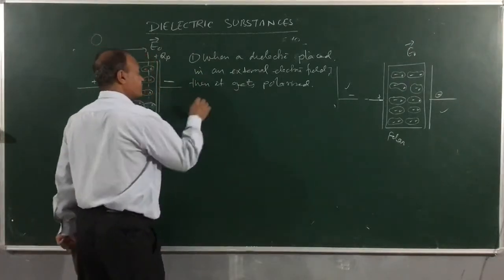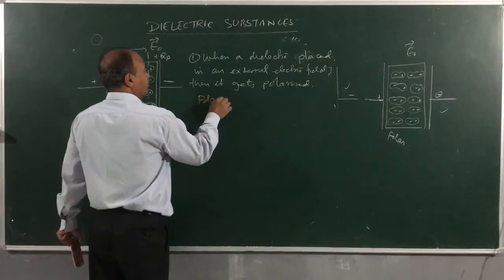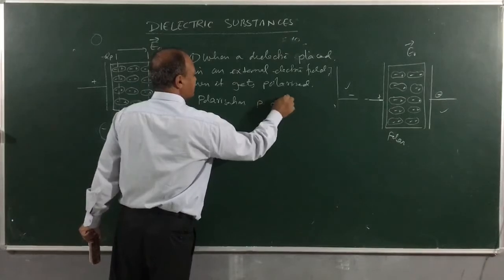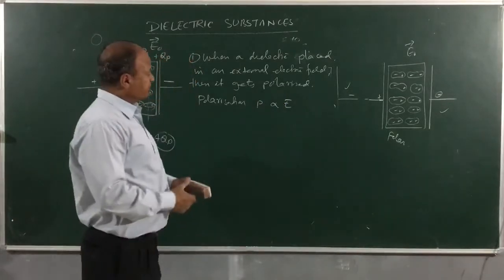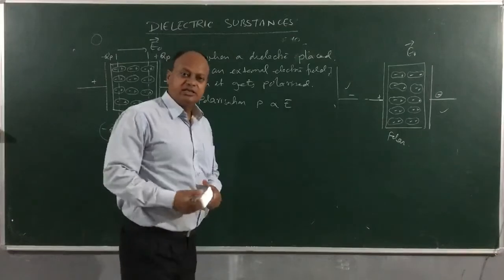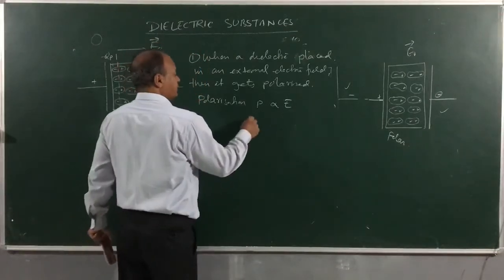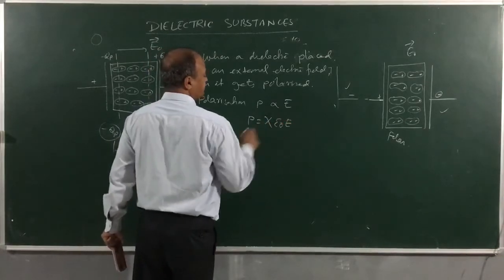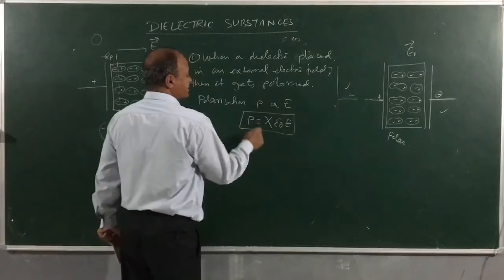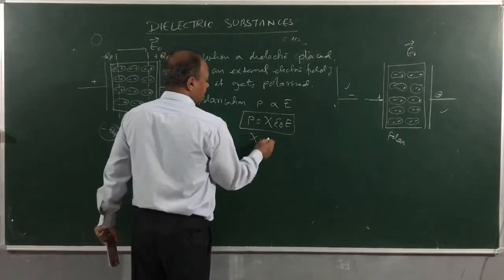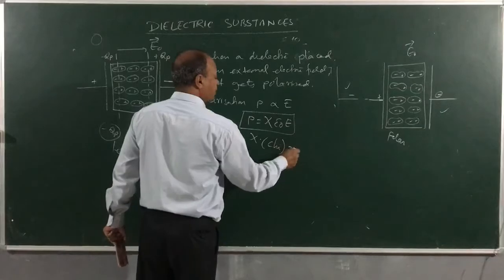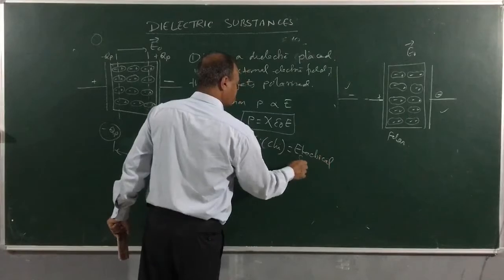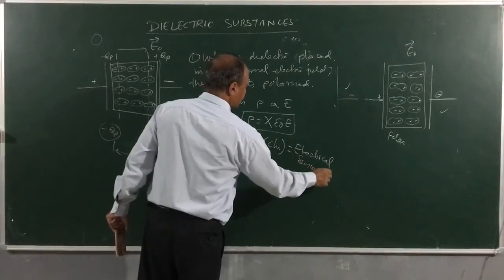And children, polarization P is directly proportional to the applied electric field E. P is equal to chi epsilon naught into E, where you have a new constant chi, a Greek letter, called electrical susceptibility.